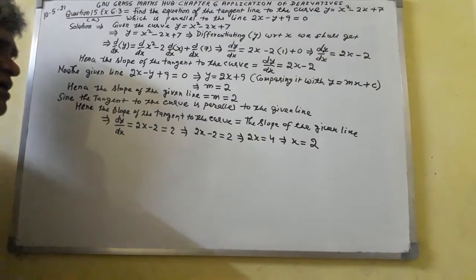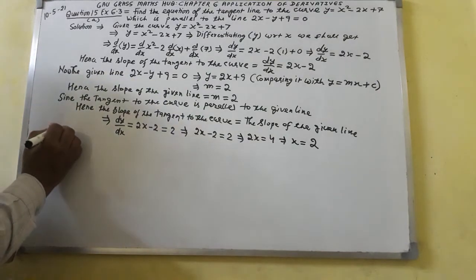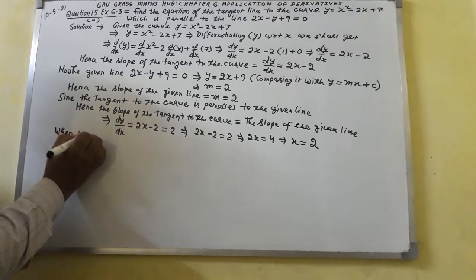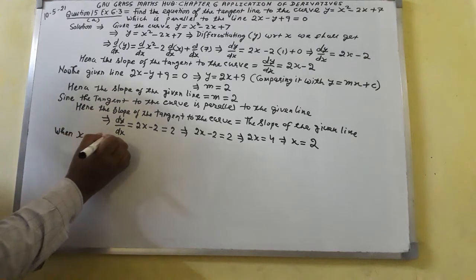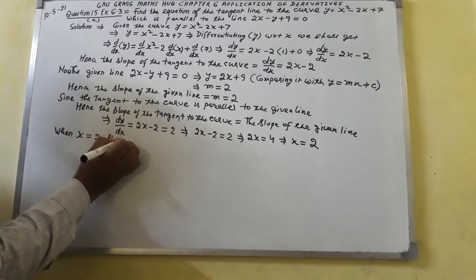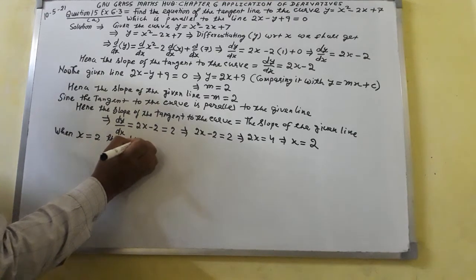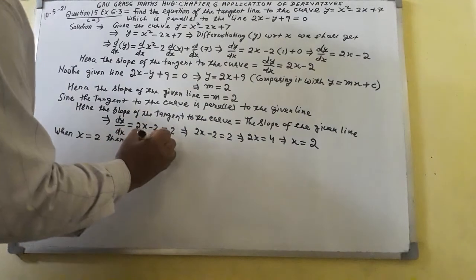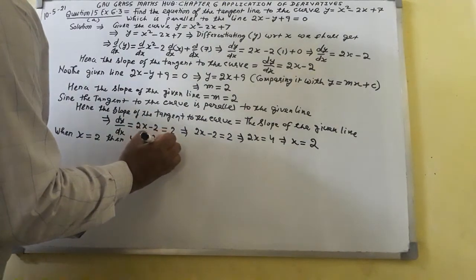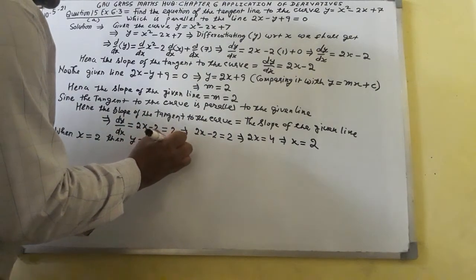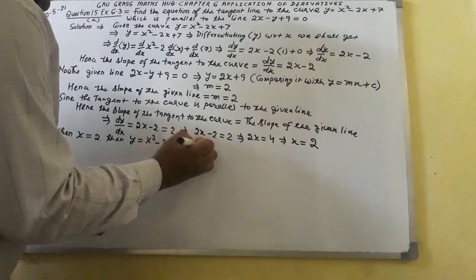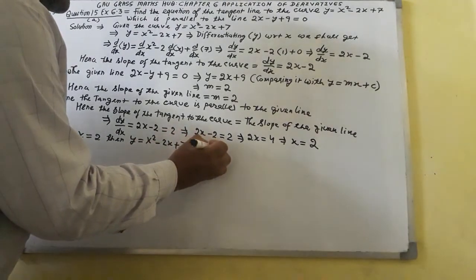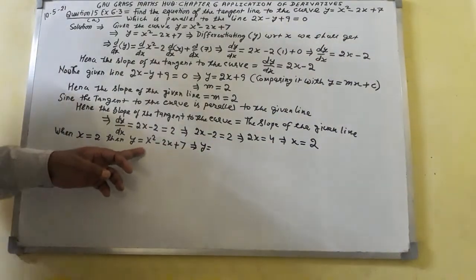Now we shall get the value of y. So here again I shall write, when x equal to 2, then y equal to x square minus 2x plus 7, the curve. This implies that y equal to, here x square is there.